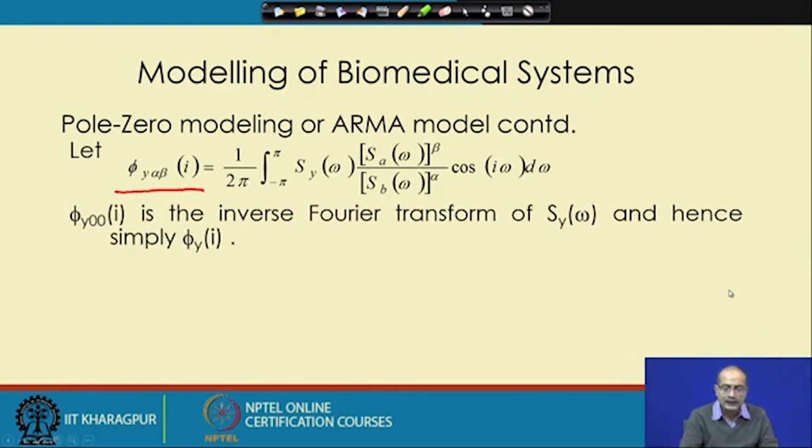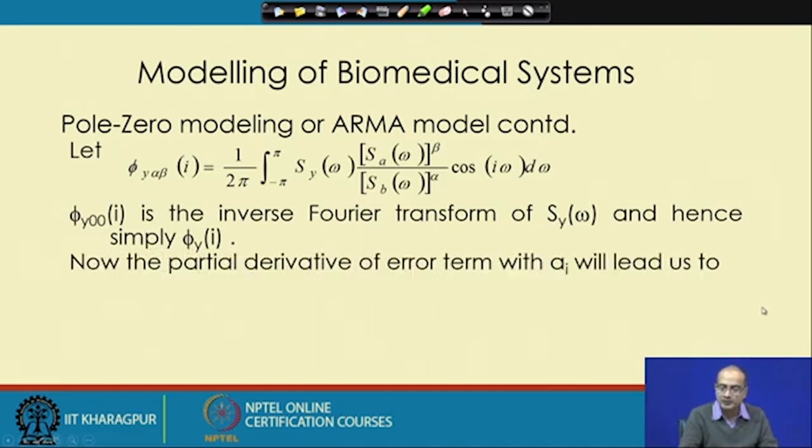phi_y(0,0)[i] is nothing but the inverse Fourier transform of S_y, or simply we can write that as phi_y. That means it is a more generalized form. When we take alpha and beta both as 0, we get the same old autocorrelation function of y. Why we have taken these will become more clear as we proceed.